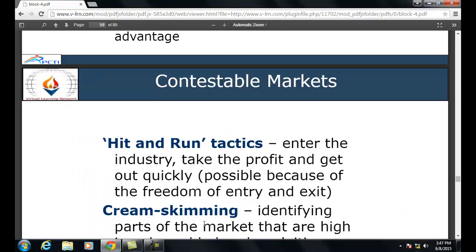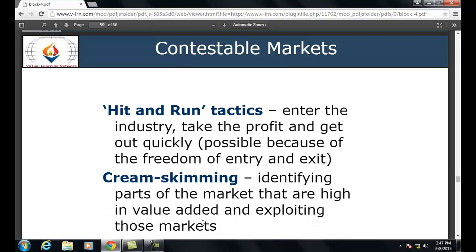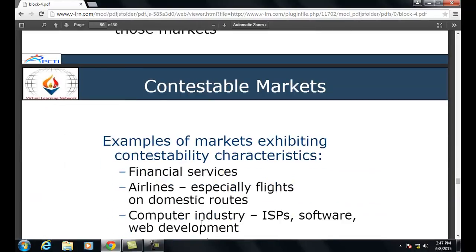Hit and run tactics: enter the industry, take the profit and get out as quickly as possible because of the freedom of entry and exit. Cream skimming: identifying parts of the market that are high in value added and exploiting those markets.